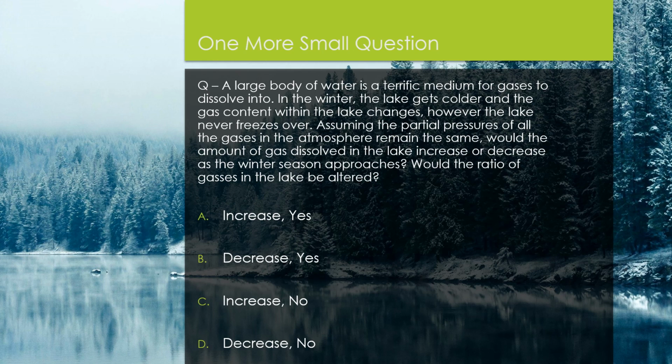Moving on to the answer, from what we have covered previously, the solubility of gases is negatively affected by increases in temperature. Therefore, the concentration of gases in the lake will increase as the lake gets colder. We also know from Henry's law that solubility is in a linear relationship with partial pressure. If temperature changes, affecting the K value, the pressure will not change and the ratio of gases will remain the same. Therefore, the answer is C.